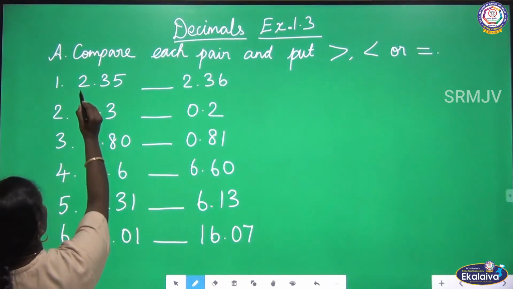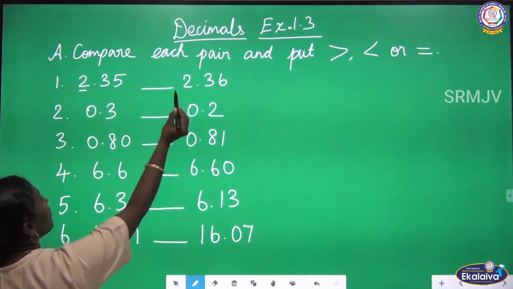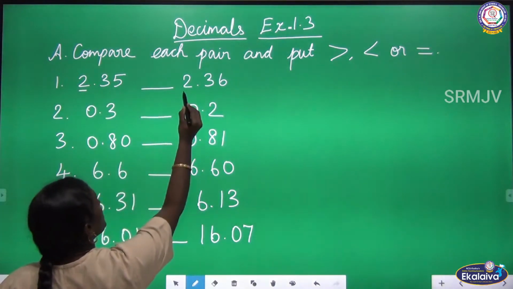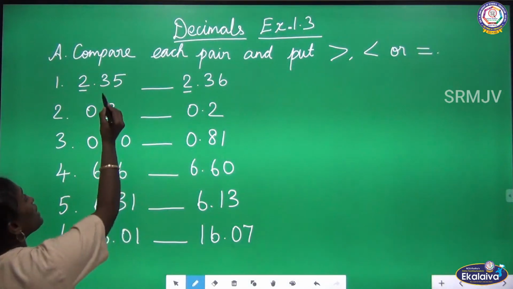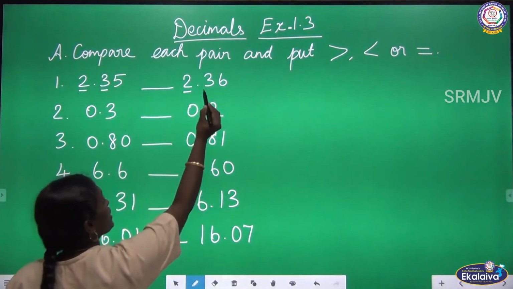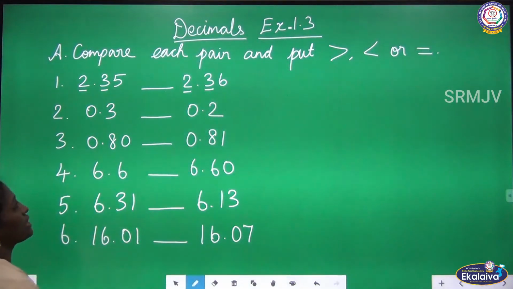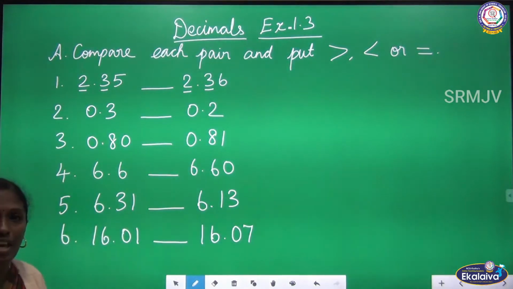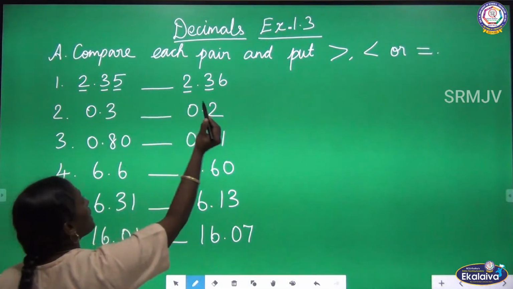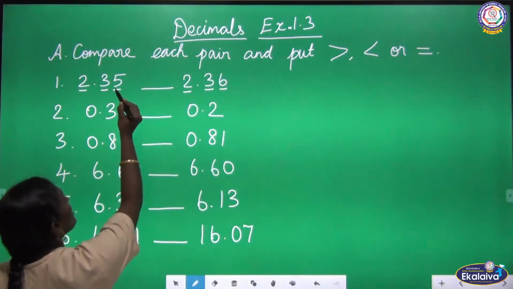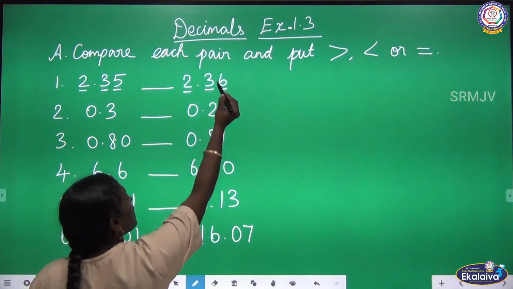Okay, see the whole number part, 2.35 and 2.36. Whole number part 2, same numbers. So next we have to check the first decimal place, that is the 10th place. Here also we are having the same number 3. So we have to check the second decimal place, the 100th place. Here we are having 5, here we are having 6.